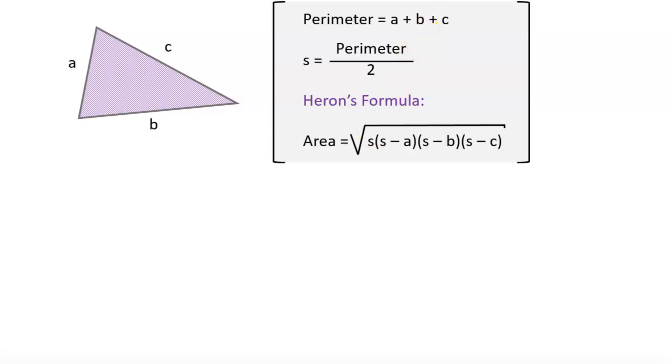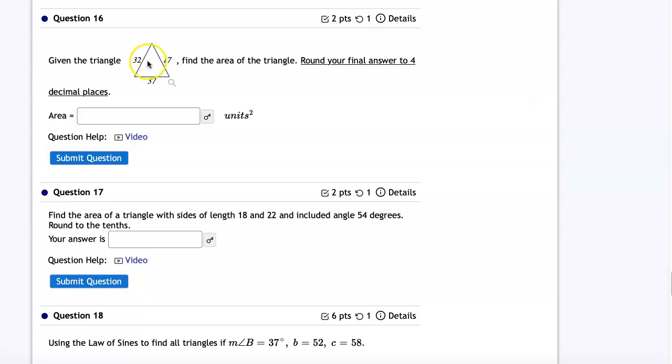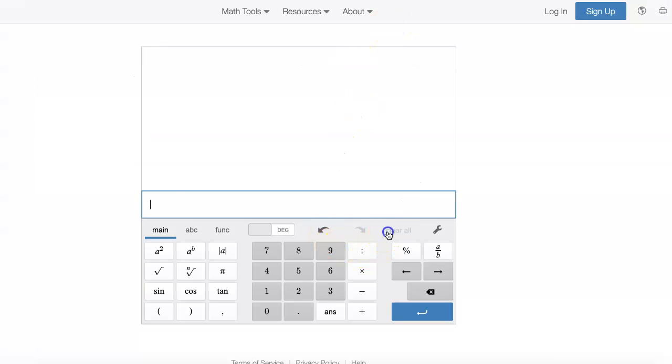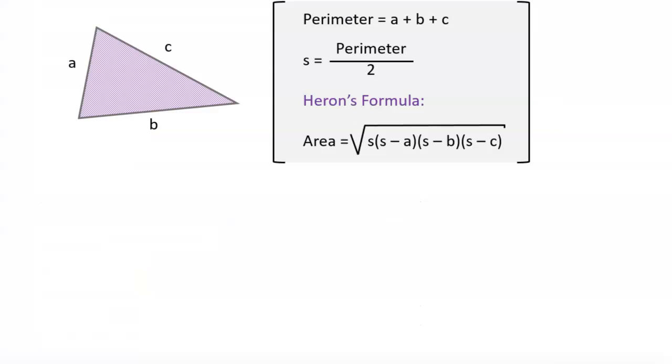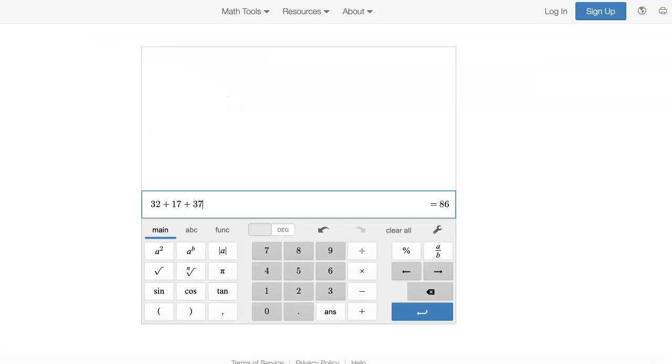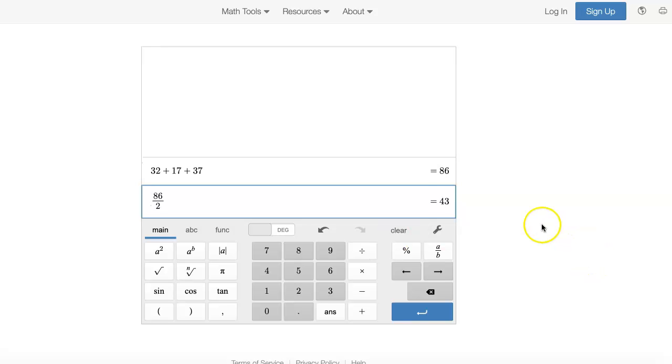So, in our particular problem, we have that the sides are 32, 17, and 37. So when we add together 32, 17, and 37, we end up with 86. And so once we know that the perimeter is 86, we then divide by 2, and we end up with 43.